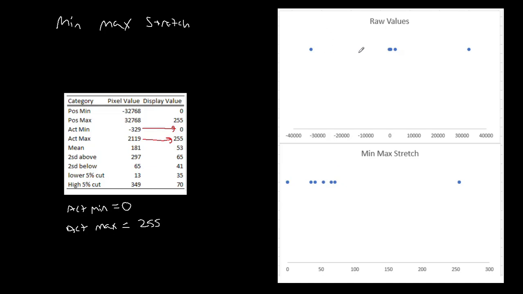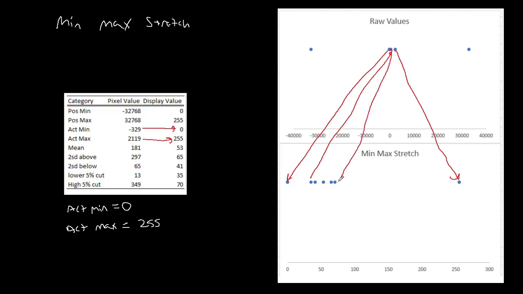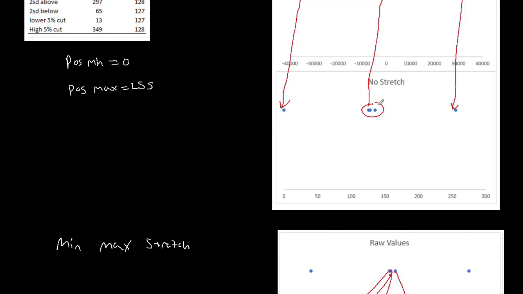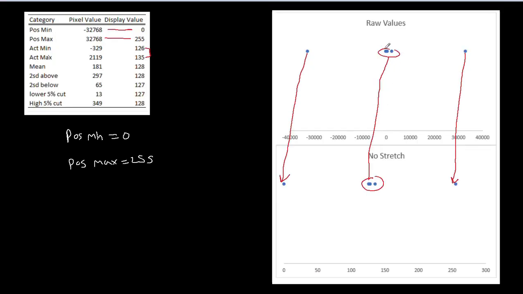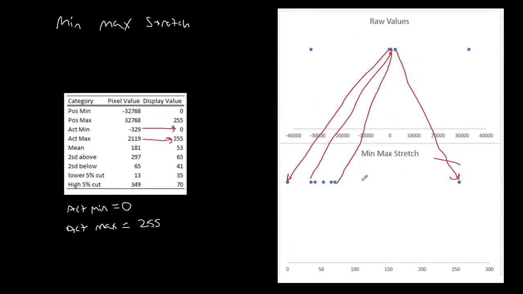So what happens? Well, now we've taken this dot and we've set it here, and we've taken this dot and we've set it here. So all these dots right here now get expanded. And you can start to see differences in pixel values. Whereas before, this whole range took up 9 display values. Let's scroll back up just to reiterate that point. These points took up 9 display values in no stretch. But with MinMax Stretch, we've already stretched this out.